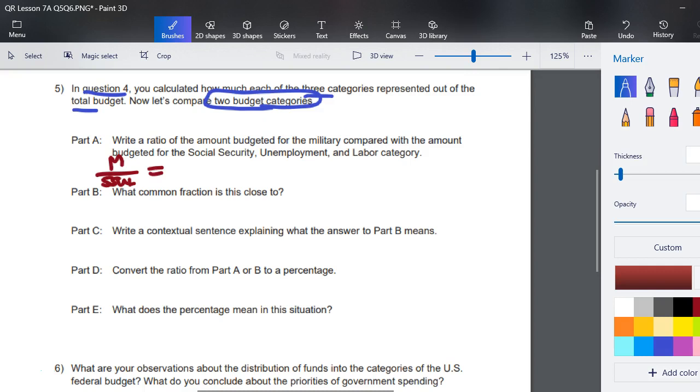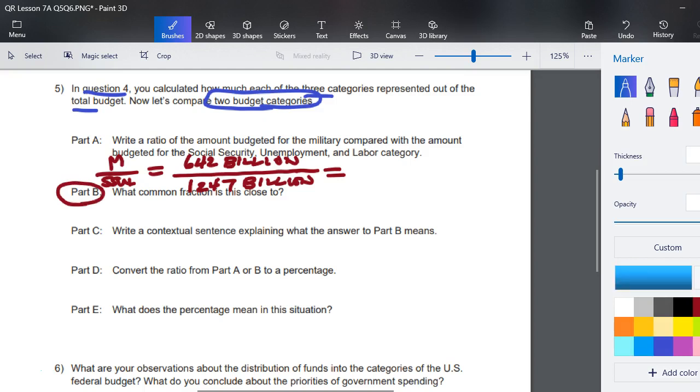I like to write letters. That helps me to remember what it just asked me to do. And going back to grab the military money, it was 642 billion. And they want us to compare it to the Social Security number, which was 1,247 billion. And the nice thing about using a number-word combination is that this is a ratio, and we are done.